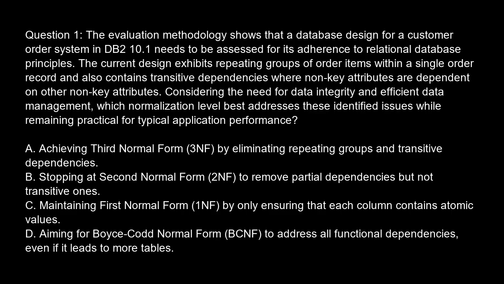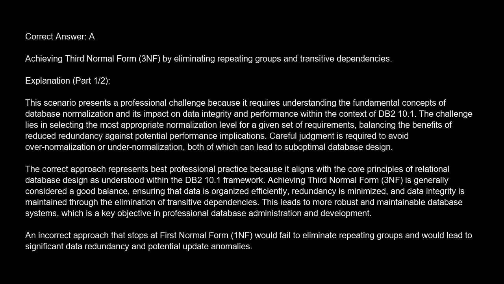Option C. Maintaining first normal form 1NF by only ensuring that each column contains atomic values. Option D. Aiming for Boyce Codd normal form BCNF to address all functional dependencies, even if it leads to more tables. Correct answer is A. Achieving third normal form 3NF by eliminating repeating groups and transitive dependencies.